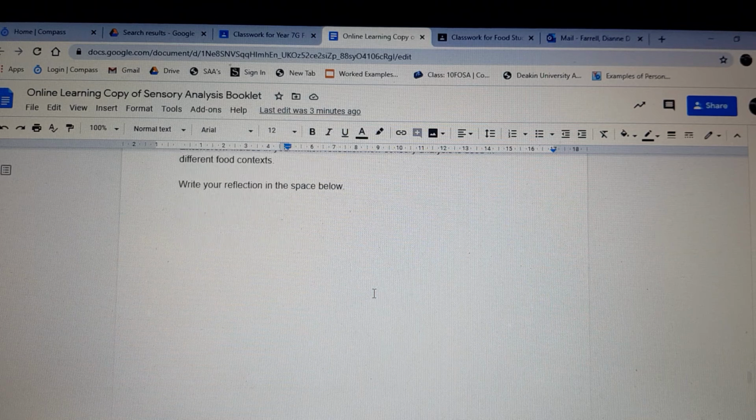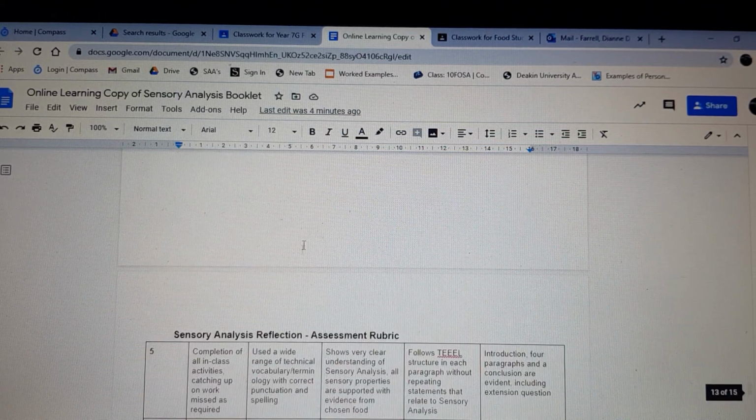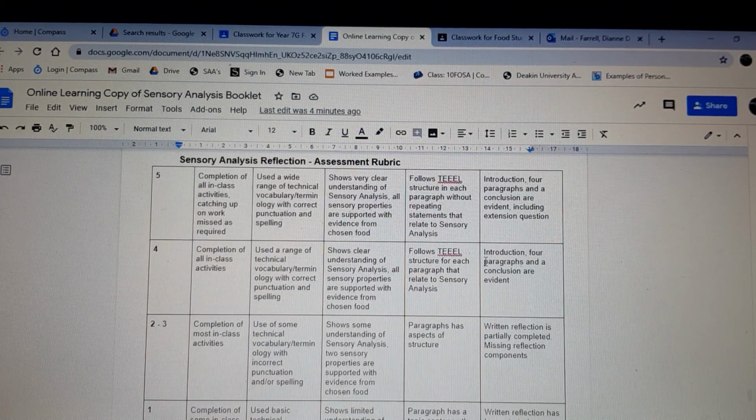So you're going to start your written reflection right in this page, right here underneath this little heading that says write your reflection in the space below. I want you to type straight into here, not on a separate document or anything like that, straight into this booklet, because as you write, it'll just go onto the next page and onto the next page, okay, until you're finished. Below here, and the last page here, is the sensory analysis reflection assessment rubric.